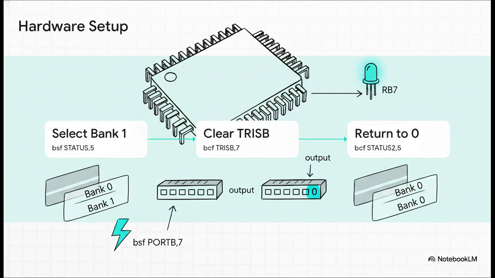Step 2, we use BCF TRISB, 7. The TRISB register controls data direction, and by clearing bit 7 to a 0, we are physically configuring pin RB7 as an output. Step 3, we use BCF STATUS, 5 to hop back to memory bank 0. Only after all that setup can we finally use BSF PORTB, 7 in our main loop to actually pull that pin high and turn the LED on.